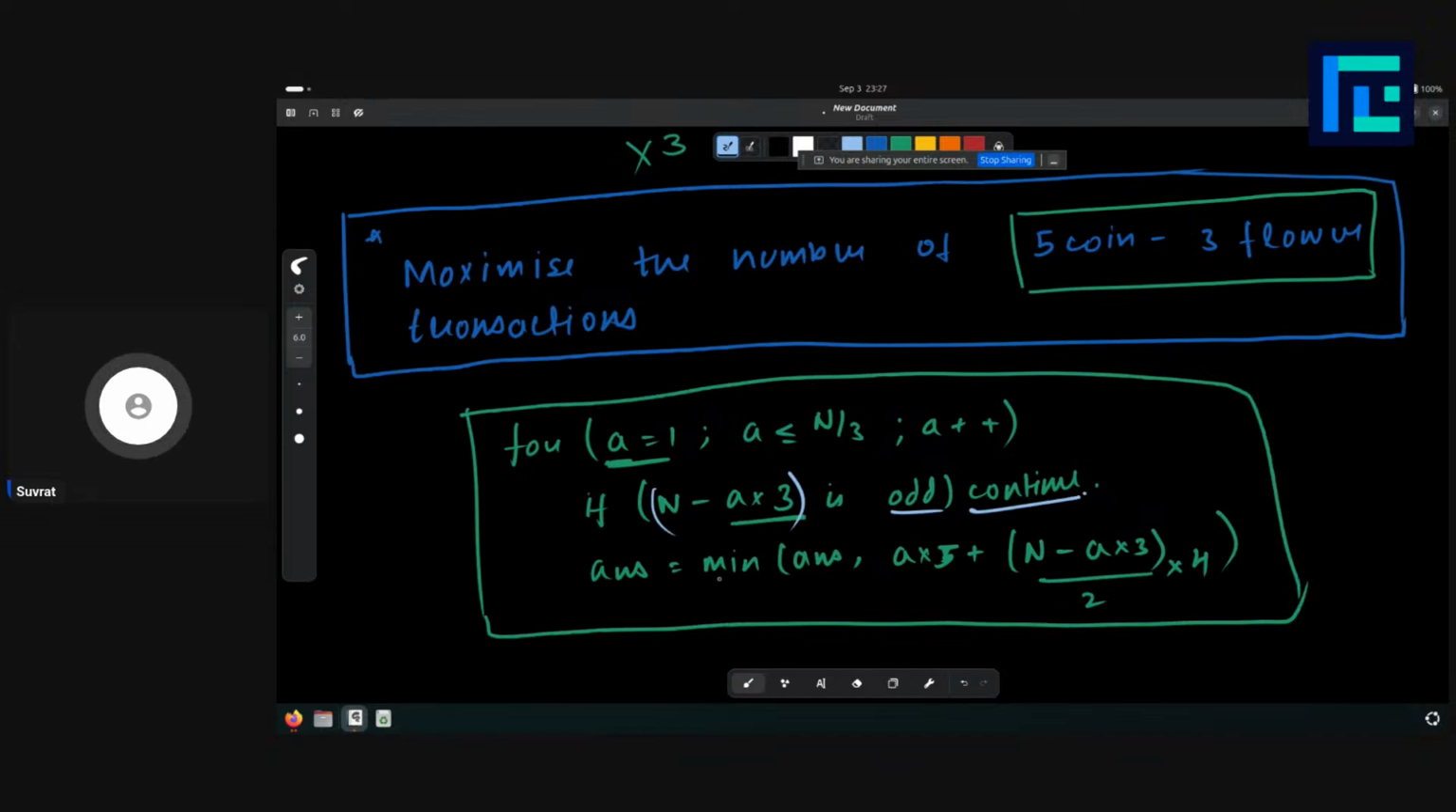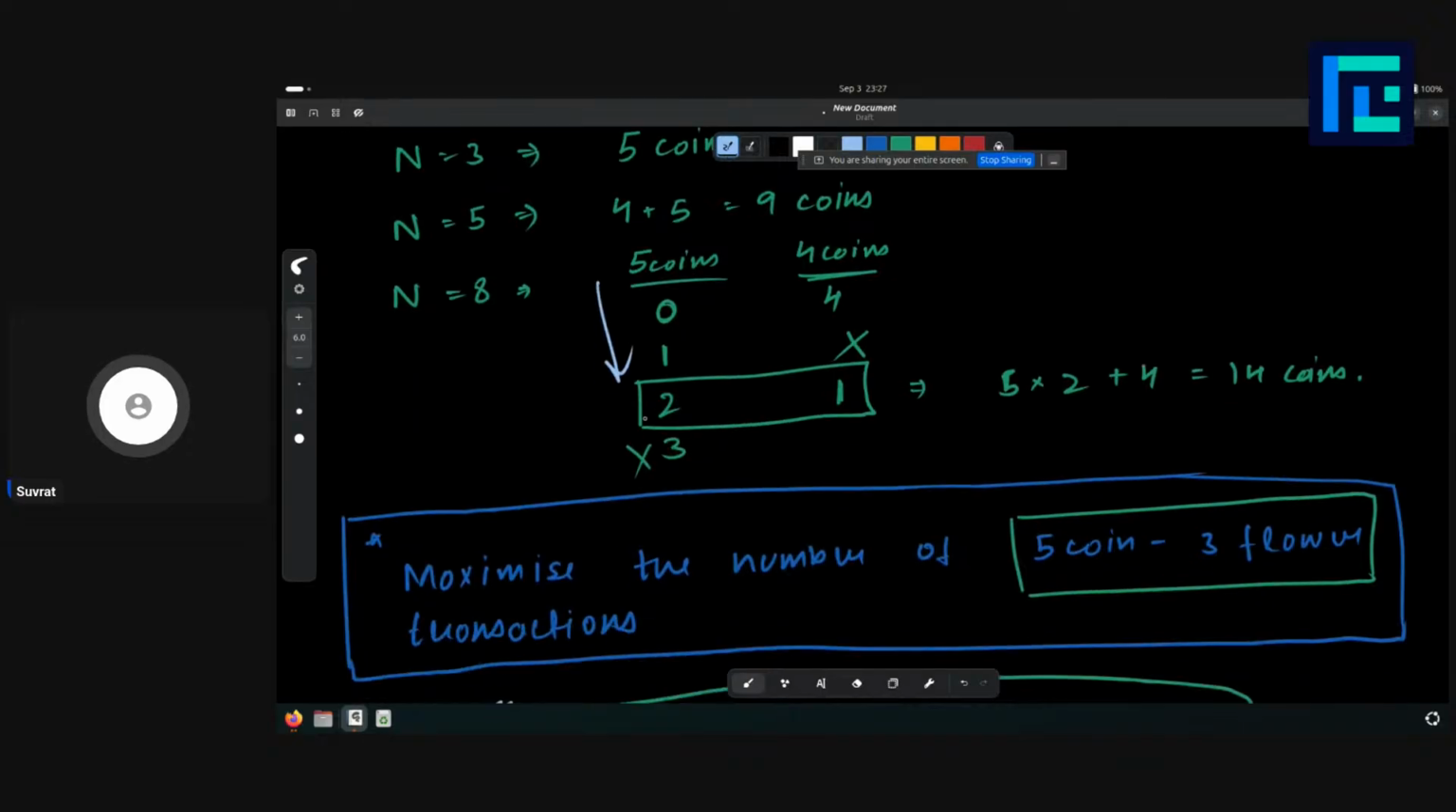We can take answer as minimum of answer comma a into 5 plus n minus a into 3 divided by 2 into 4. Since we are doing each a transaction at 5 coins, that is the number of transactions into the number of coins per transaction, plus the leftover flowers, which would be n minus a into 3. Dividing this by 2 would give us the number of 4 coin transactions, so divide by 2 and into 4, the number of transactions into cost per transaction. So this was a simple for loop that we can use, which simulates this process.